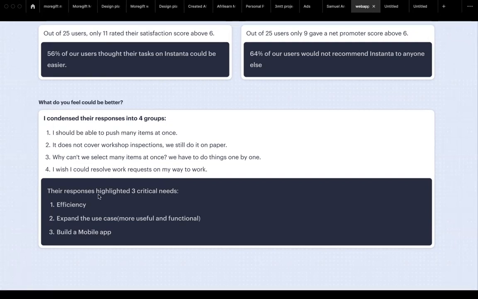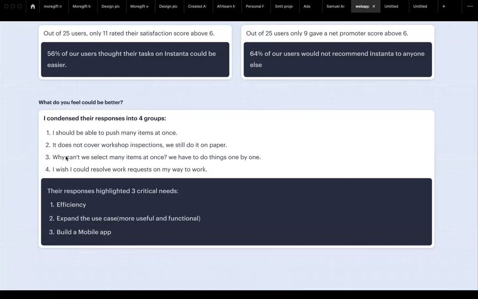Their responses highlighted three critical needs: efficiency, expand the use case to be more useful and functional, and then build a mobile app. They are complaining because they want to resolve work requests on their way to work. They don't want to get to the office and only then open their laptop. They want to start doing their work already on the way. You get it, it makes them faster, it makes them want to complete their task faster.